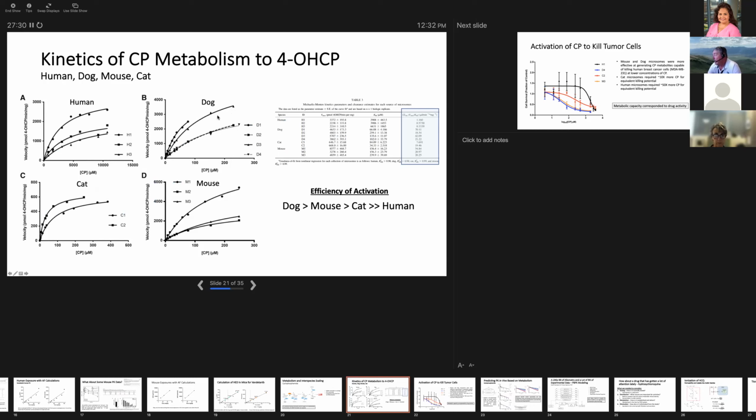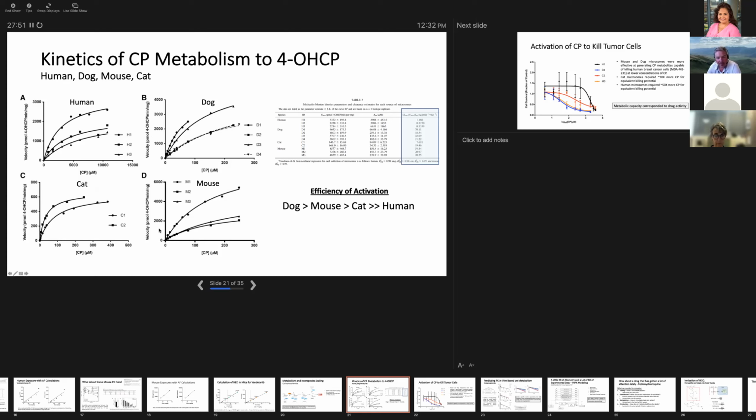And in fact, at one time back in the 90s, there was talk of using the dog genes as a transgene to get more cyclophosphamide activation in people. Kind of a bad idea because you can just give more in people. But anyway, we've known this for a while, and the mouse is also pretty good.